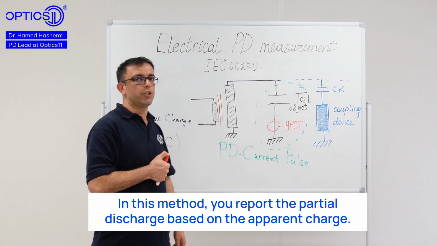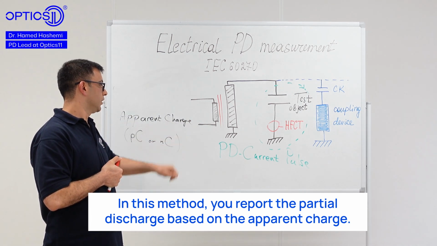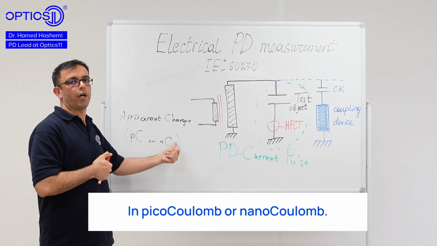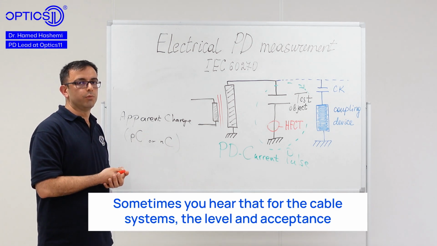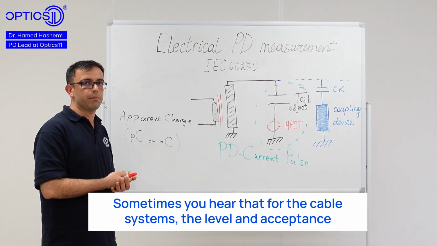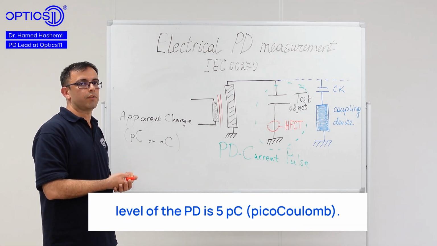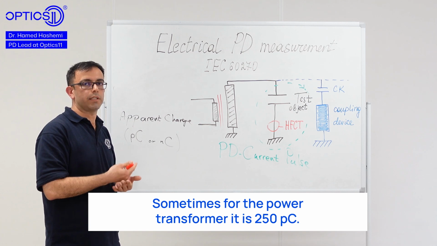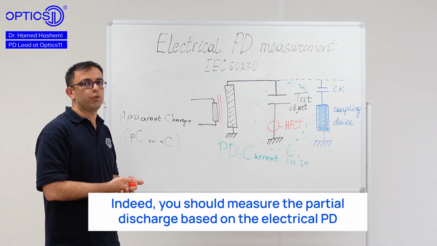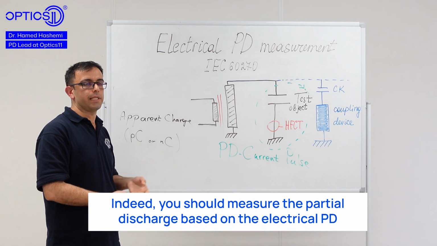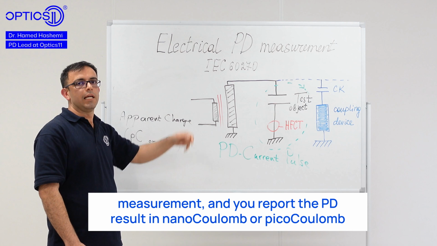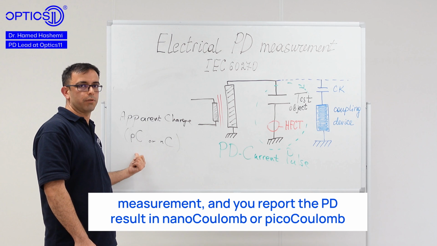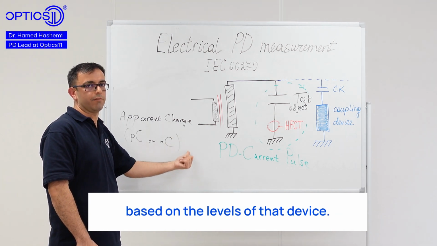In this method, you report the partial discharge based on the apparent charge, picocoulomb or nanocoulomb. Sometimes you hear that for cable systems, the acceptance level of the PD is 5 picocoulomb. Sometimes for the power transformer it is 250 picocoulomb. Indeed, you should measure the partial discharge based on the electrical PD measurement, and you report the PD result in nanocoulomb or picocoulomb based on the levels of that device.